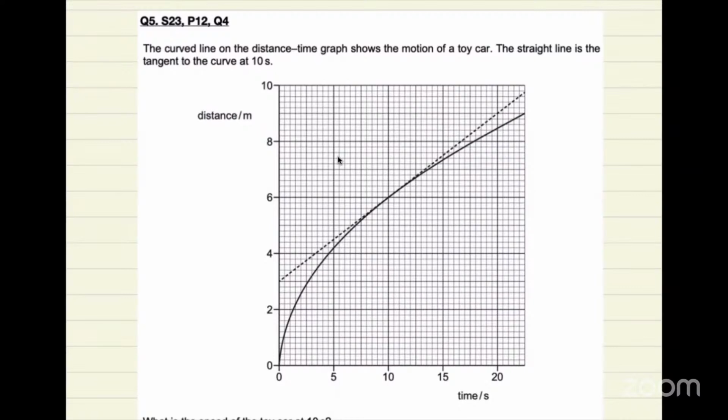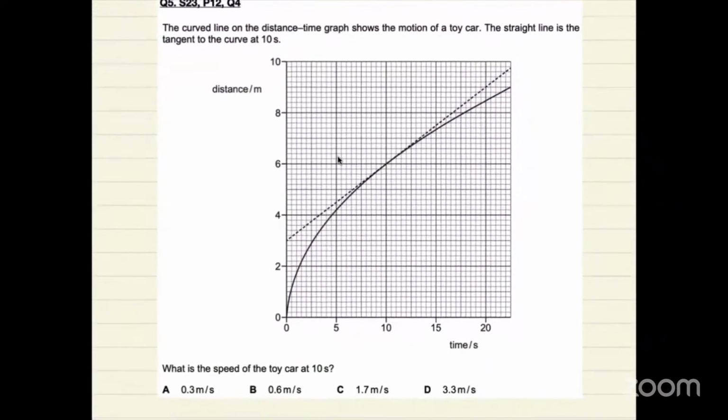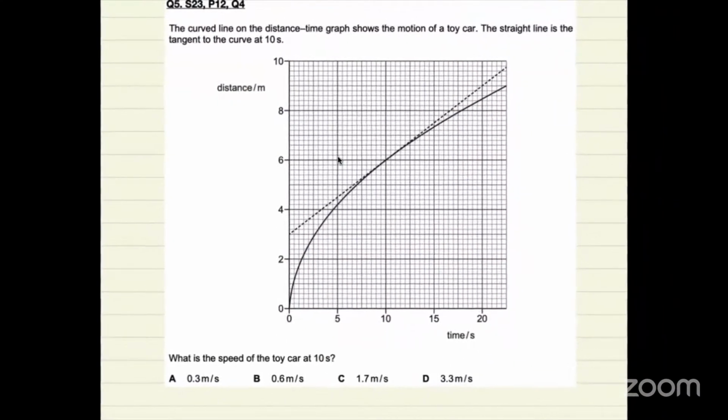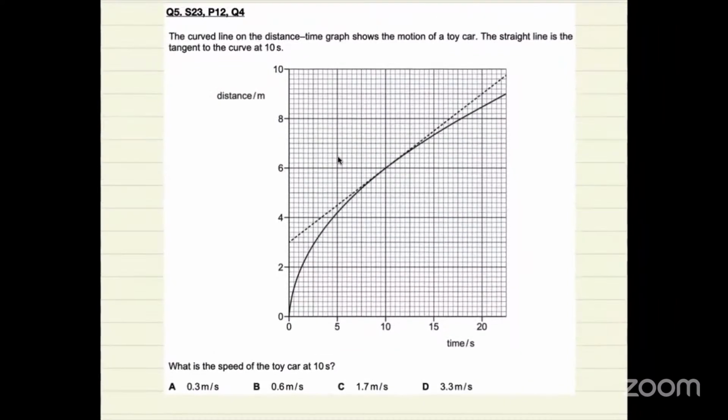Yeah. So with graphs, you have this question, and let's have a look at this one. It says the curved line on the distance time graph shows the motion of a toy car. The straight line is the tangent to the curve at 10 seconds. Before going any further, this is how you actually have to tackle questions. Because this is a distance time graph, that's what you have to first read, and that's how you have to tackle this question.